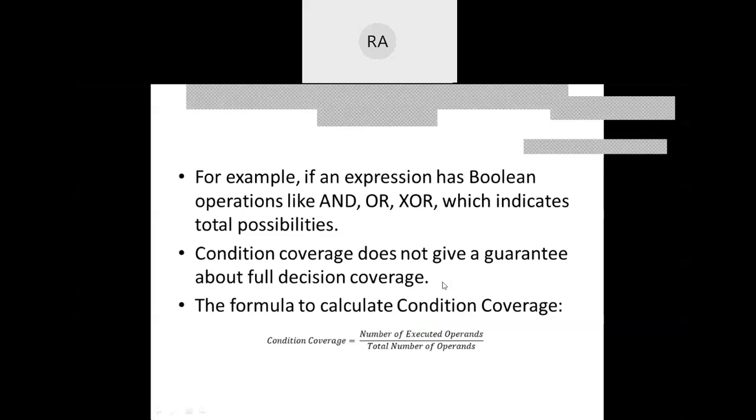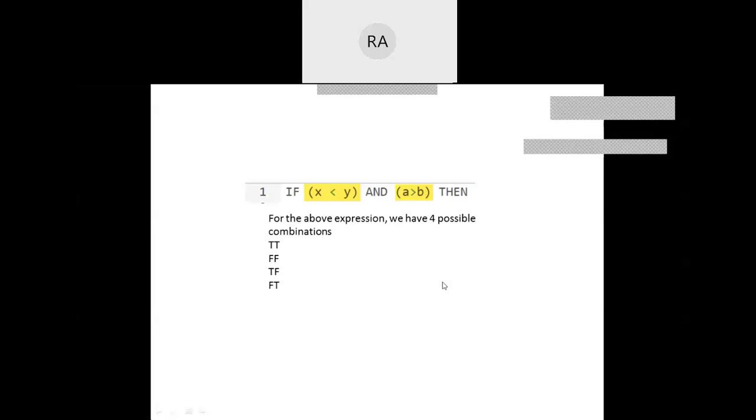After that, we have considered one simple example. Here, if you see, it's an if statement: if x is less than y and a greater than b. Total possible combinations over here: as you can see, there are two expressions. It is going to be 2 raised to 2, 4 possible combinations.